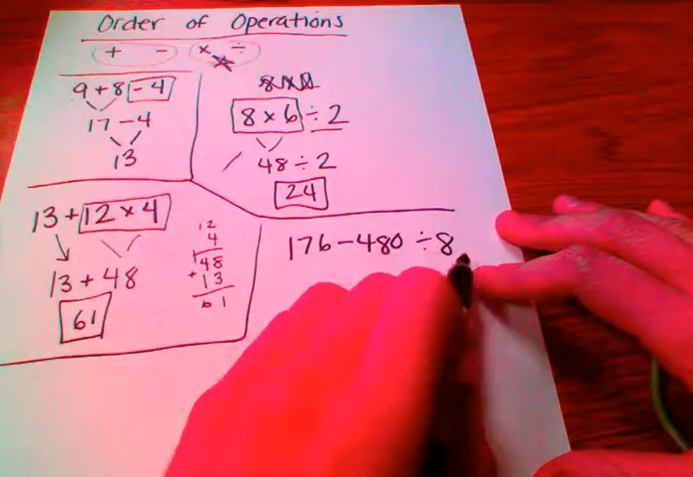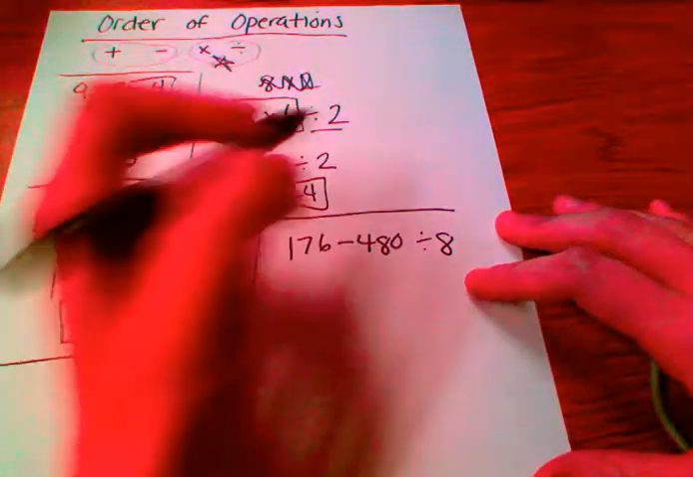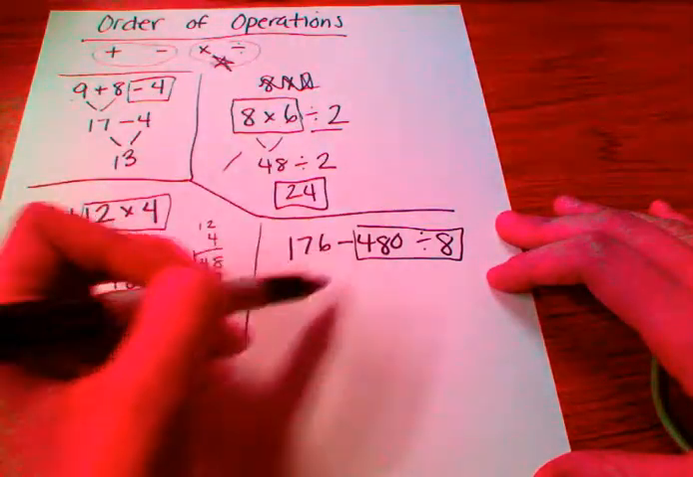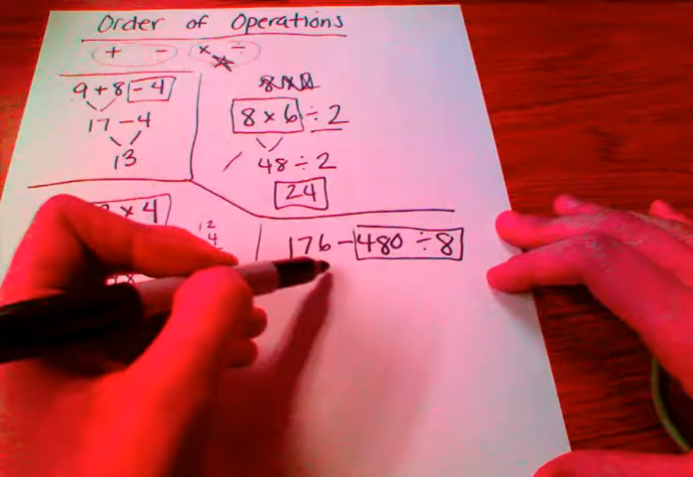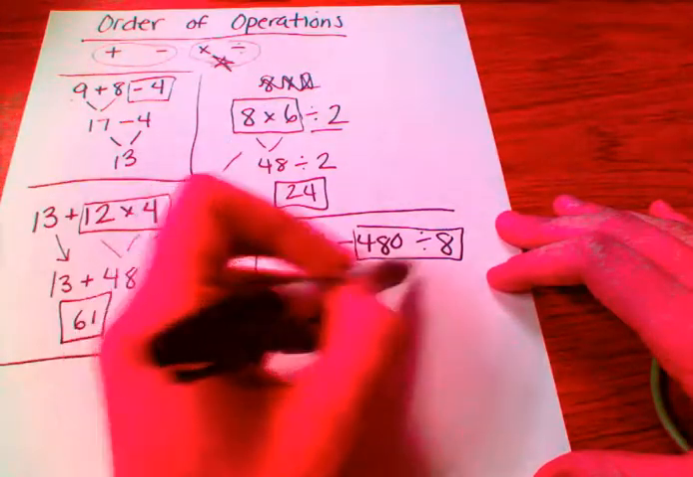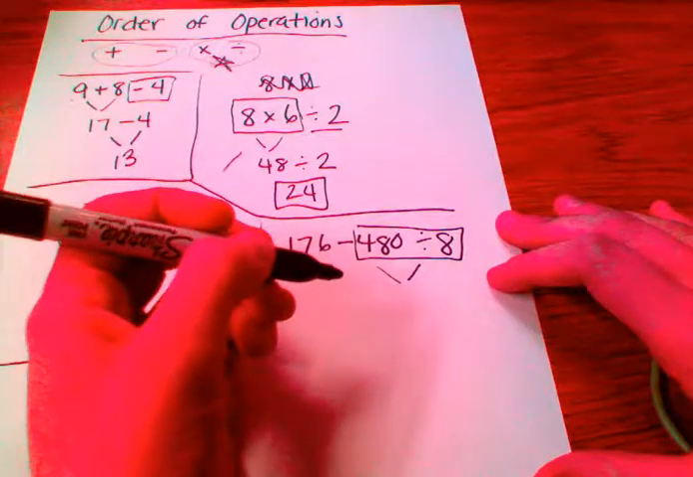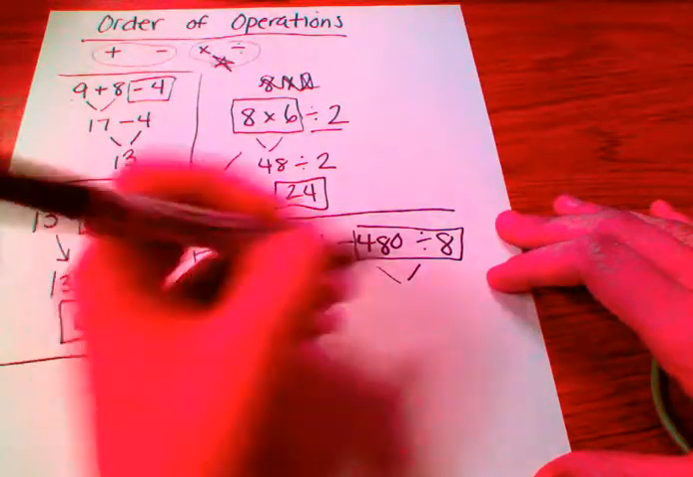So the numbers surrounding the division sign are 480 and 8. So I'm going to box them off. That's what I'm going to deal with first. I will bring down this 176 minus whatever this is. So what is 480 divided by 8? Well, 48 divided by 8 is 6, so 480 divided by 8 must be 60.